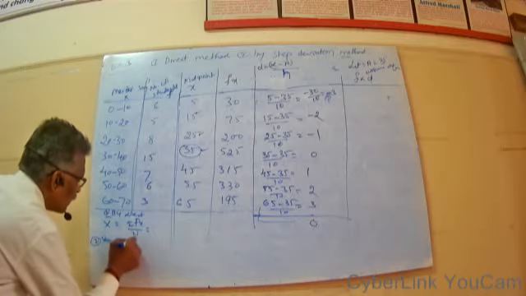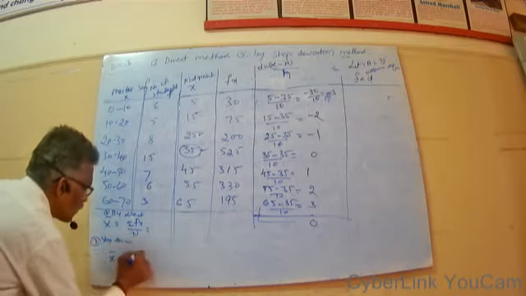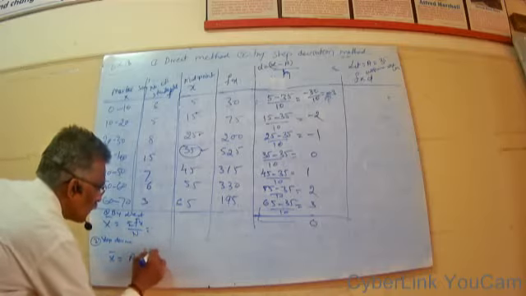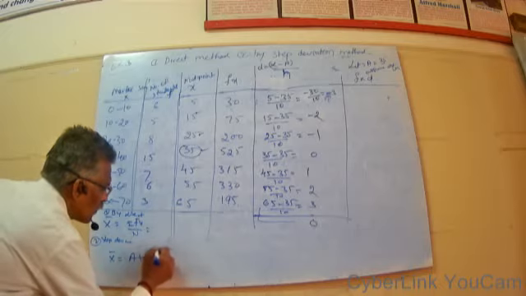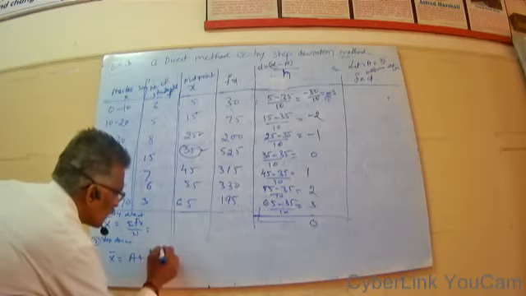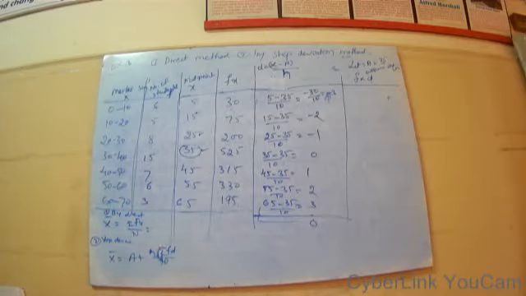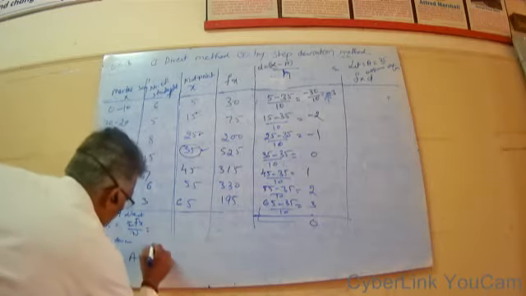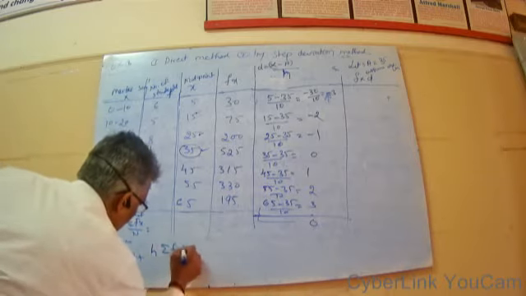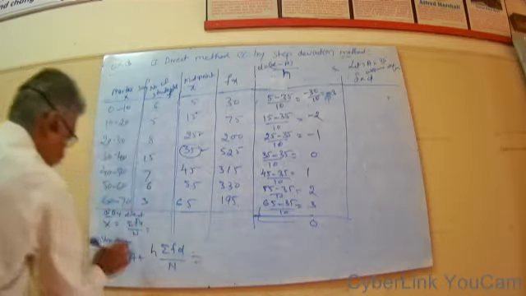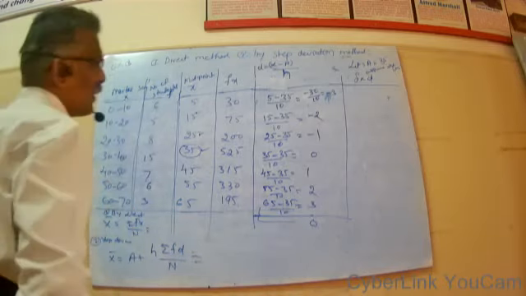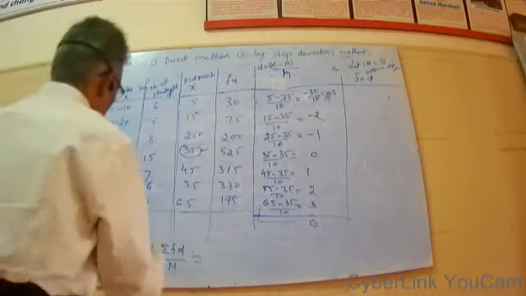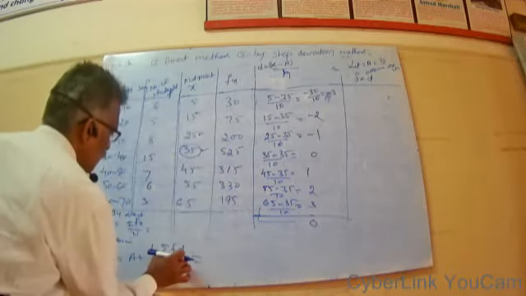Step deviation method. So here x bar equals a plus h into sum of f into d divided by capital N. If you write it like this first, you can easily remember the number of columns to be made. So by direct method. Now next, you should have fd here.